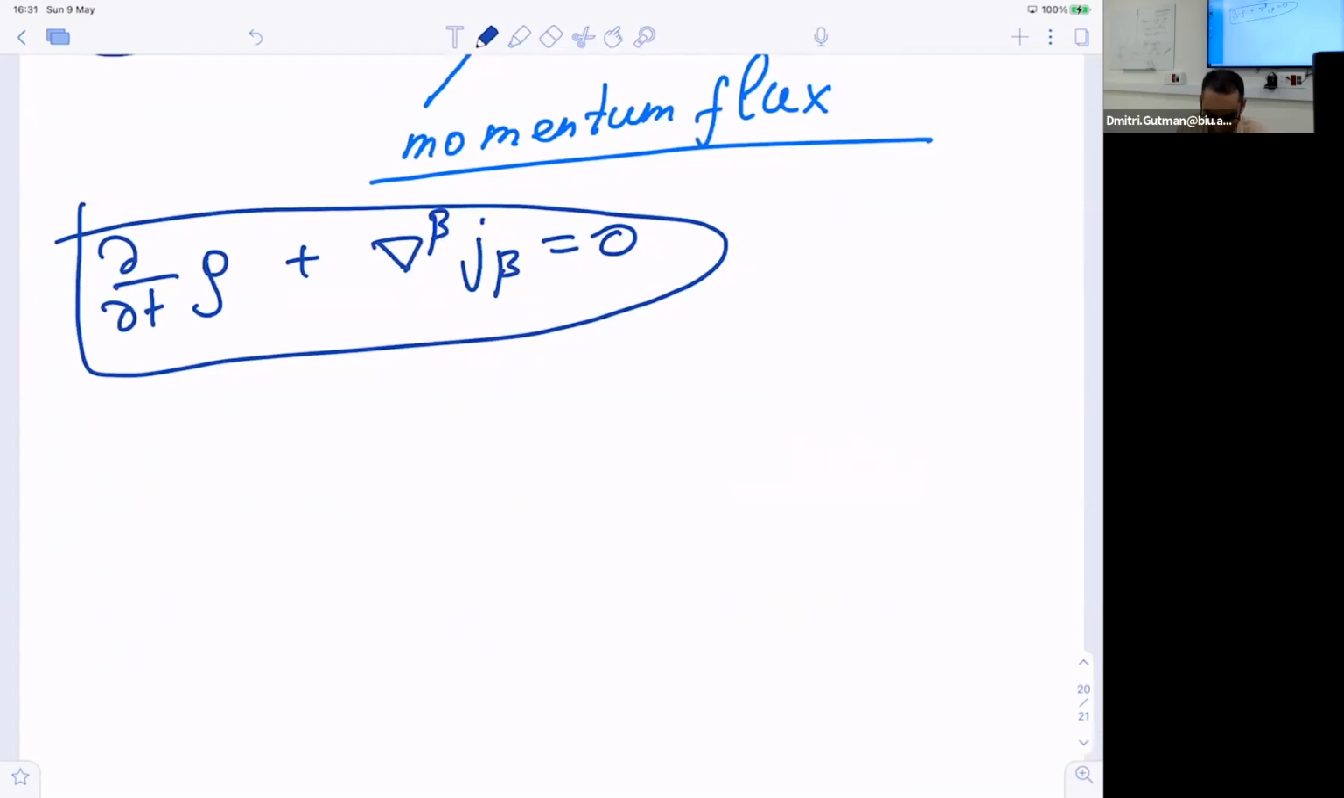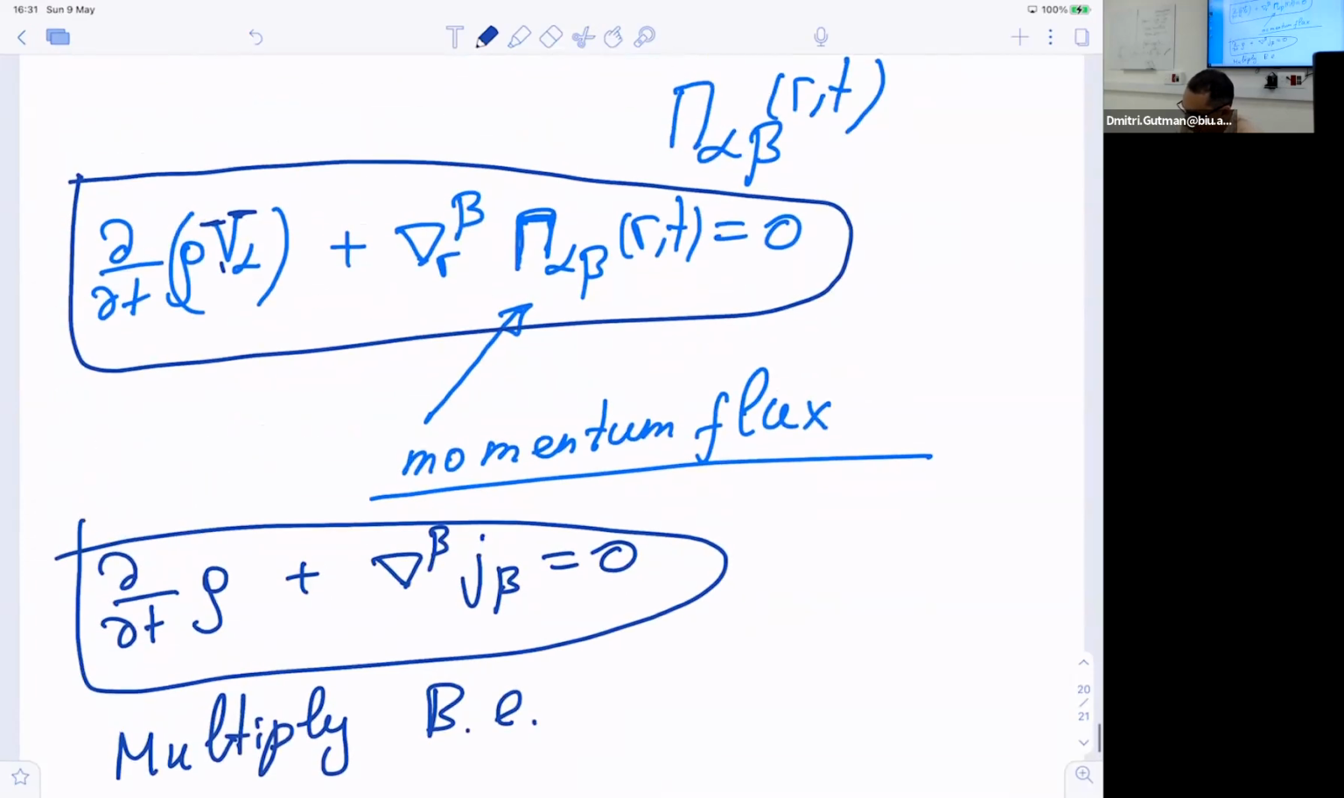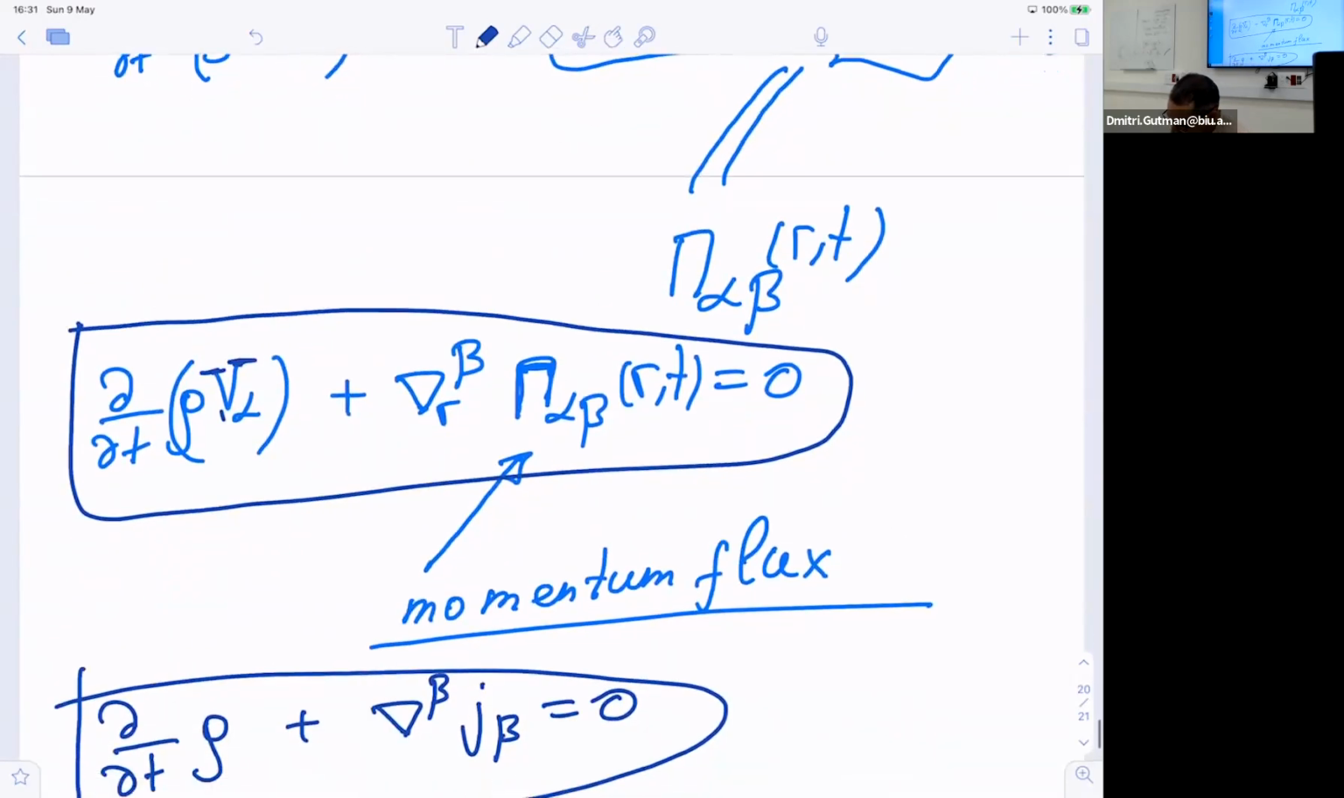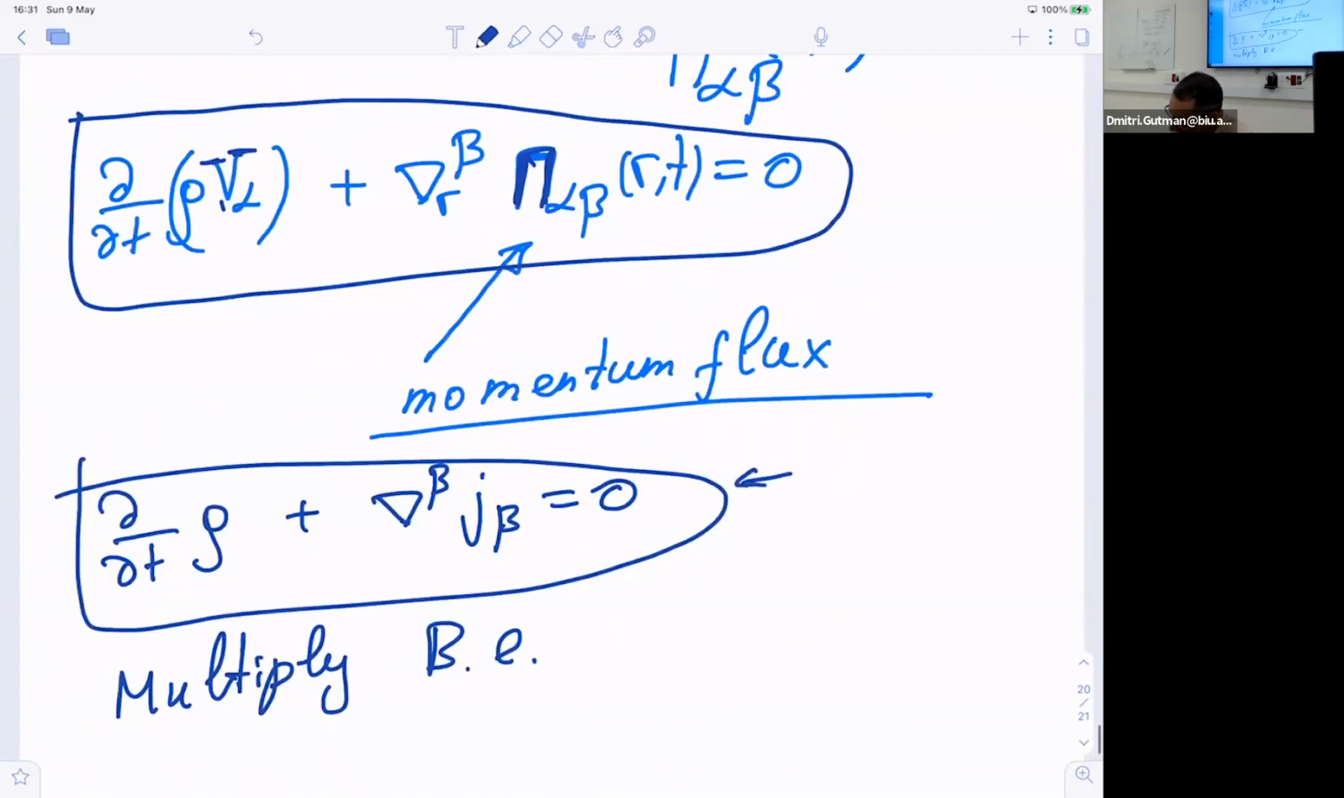Okay, so now how about energy conservation? So let's multiply the Boltzmann equation. How did you get from here to here? How did you get rid of the V alpha? I didn't get rid of anything. There are two equations now. This is the continuity equation. I'm just comparing again the equation from before. I'm just showing you that this equation has a similar form.